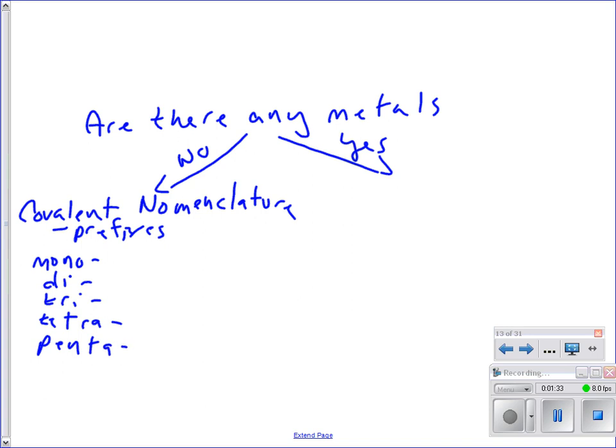All right, what's six? This isn't geometry. Nope, not geometry. Hex. Seven. Hept. 8. Oct. 9. Non. And 10. Dec. Don't have to go beyond 10. All right, what is a common covalent compound? There you go, carbon dioxide.